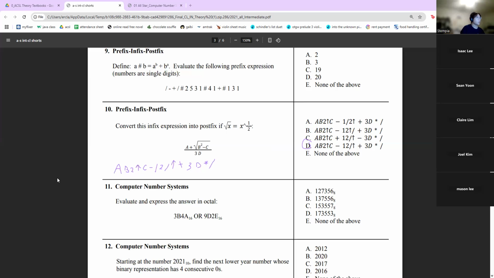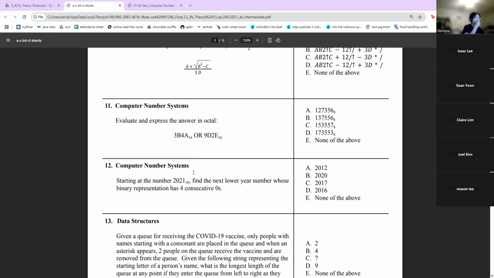Number 11, evaluate and express the answer in octal. We have two hexadecimal inputs here. This isn't like an addition or subtraction operand. This is an OR operator, right? Which basically means we need to convert this into binary. The only thing that you guys know how to OR values with are zeros and ones. So let's convert this all into binary first.